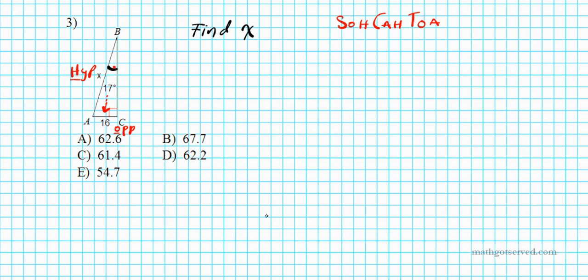So what trig ratio relates opposite and hypotenuse? The answer is sine, because according to SohCahToa, sine theta is opposite over hypotenuse. All right, so let's go ahead and set it up. We have sine theta, which is 17 degrees, equals the opposite, which is 16, divided by the hypotenuse, which is x.